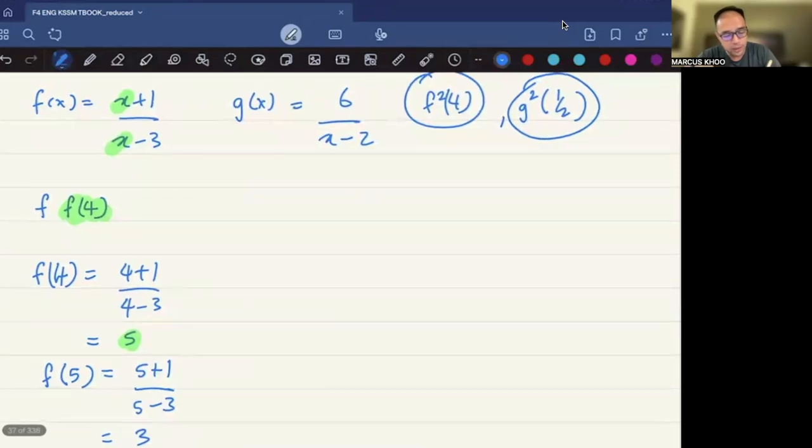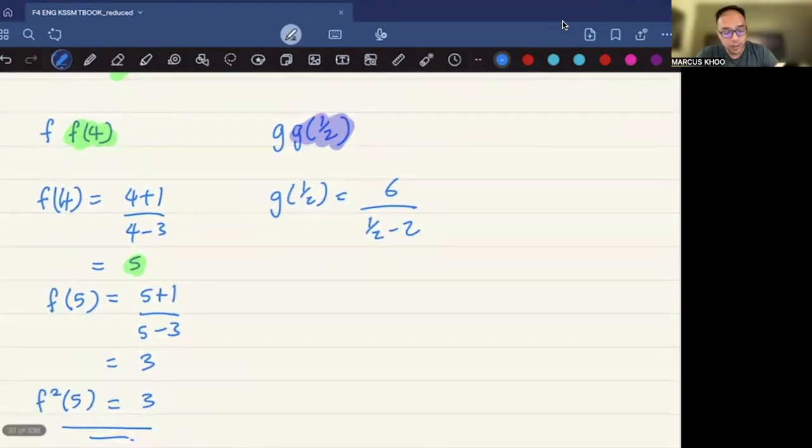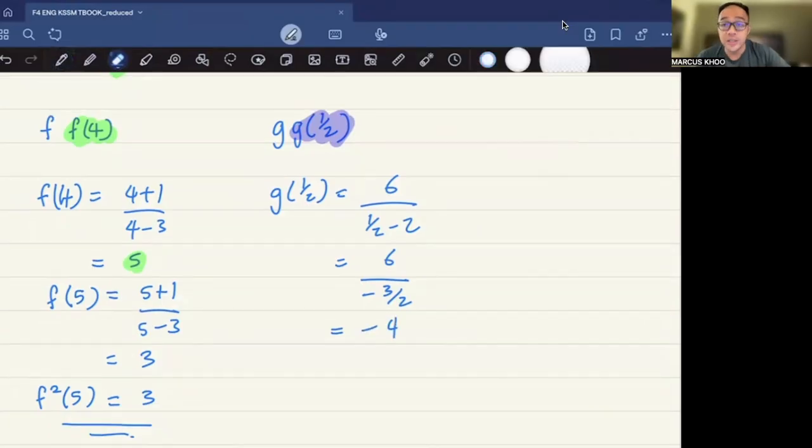So let's give this g of 1 over 2. Once again, let us settle the inside function first. So the inside function is g half, which is 6 over half minus 2. Half minus 2 is what? 6 over negative 3 over 2. When you do that, you will get the answer, 12 divided by 3, negative 4. So that's the first g.